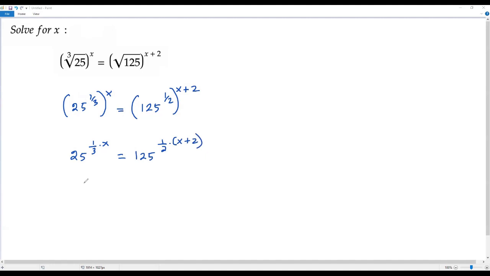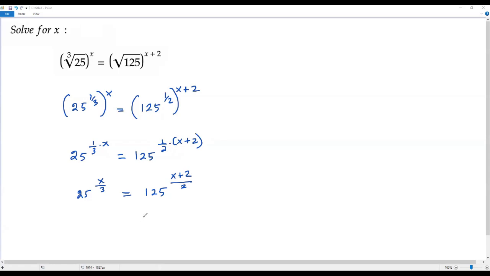Now I'm going to write the left side as it is. That is 25 to the power of, we can write this 1/3 times x as x over 3, and equals 125 to the power. This 1/2 times x plus 2 can be written as x plus 2 over 2, because whenever we multiply a fraction by something, usually we multiply only the numerator by it. 1 times x plus 2 is x plus 2, divided by 2.